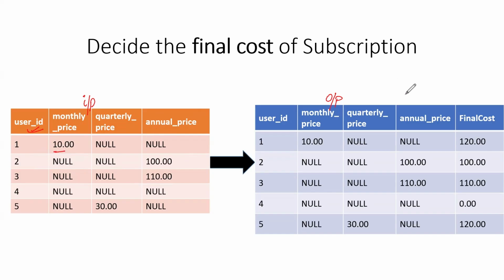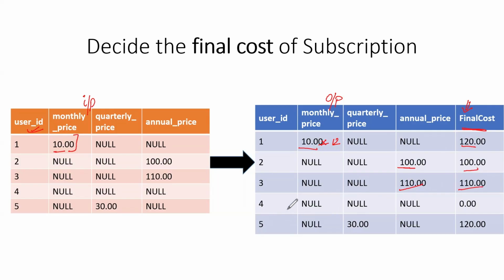Now what we have to do is find the final cost. How do we find the final cost? If the user has gone for the monthly subscription, we simply have to multiply it by 12 in order to get the final cost. If the user has gone for the annual subscription, then this is going to be the same, because here we are trying to find the annual total cost. In case of user 3 also, it's an annual subscription, so it's going to be the same.